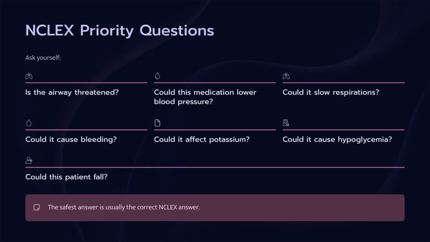When answering NCLEX priority questions, keep safety at the forefront. Ask yourself, is the airway threatened? Does the medication affect blood pressure, respirations, or potassium? Could it cause bleeding, hypoglycemia, or falls? Choose the safest answer to determine the correct response.